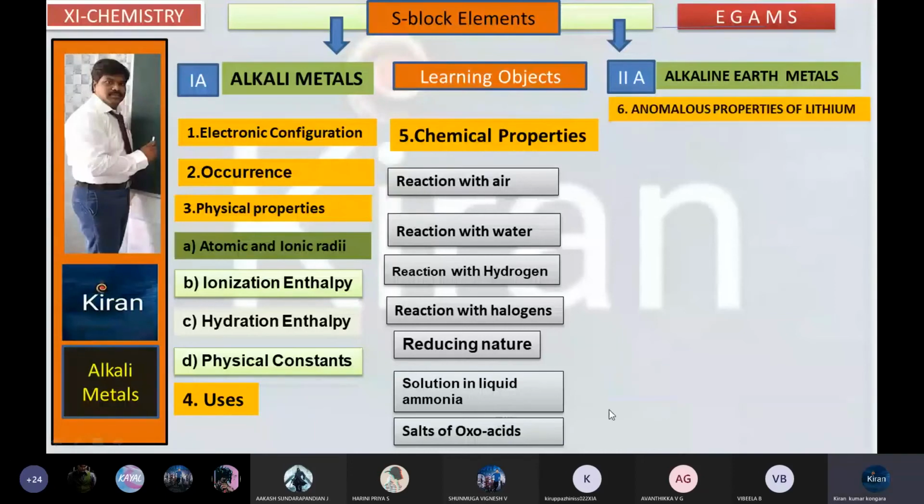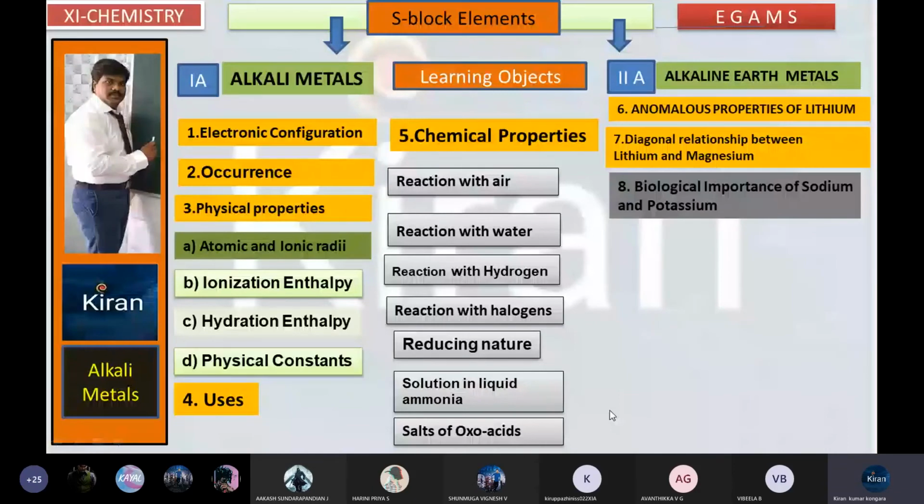And anomalous properties of lithium. In each and every group, the first element can possess some different characteristic properties. Those properties also we are going to learn. Then, diagonal relationship between lithium and magnesium. Biological importance of sodium and potassium.